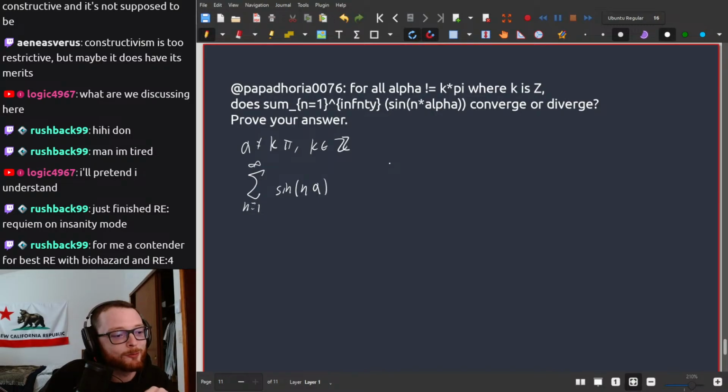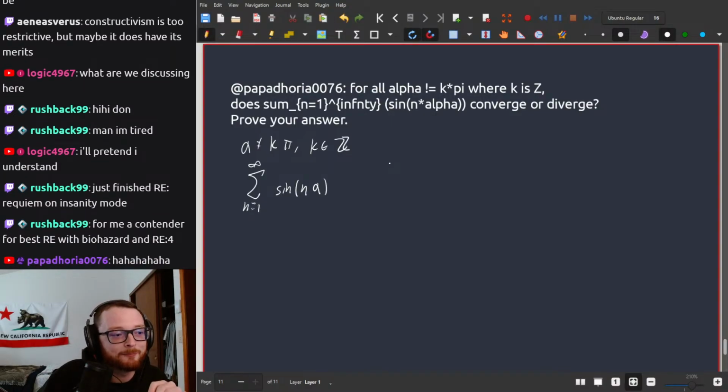Contender for the best Resident Evil with Biohazard and Resident Evil 4. Ooh, interesting. I've never beaten a Resident Evil game. I played a little bit of a couple of them.